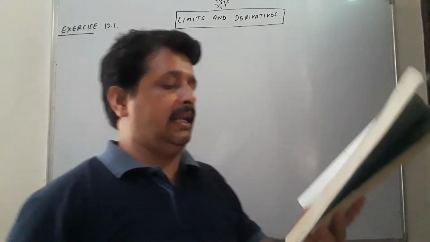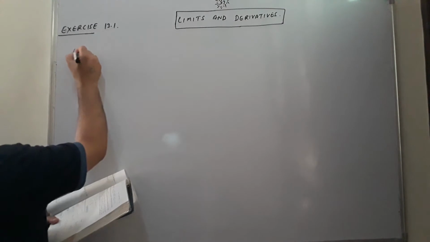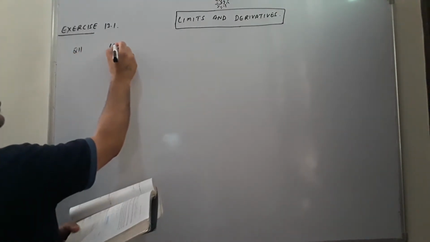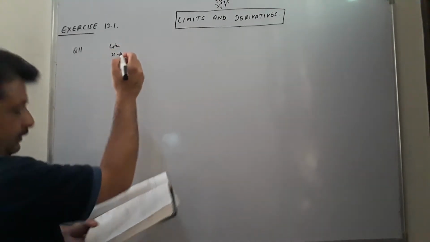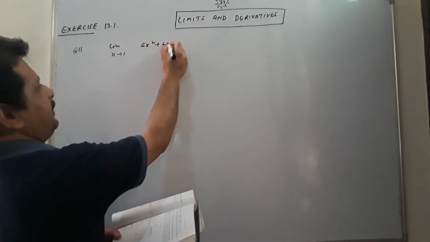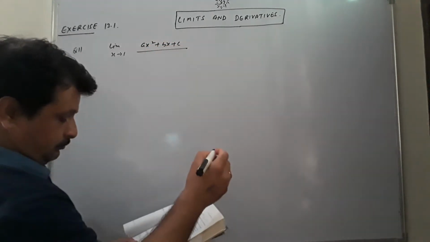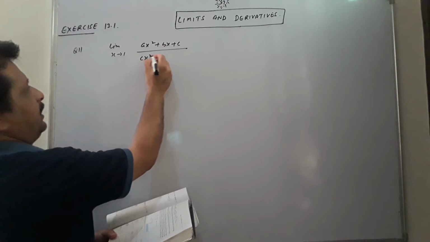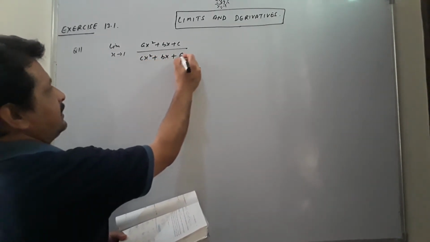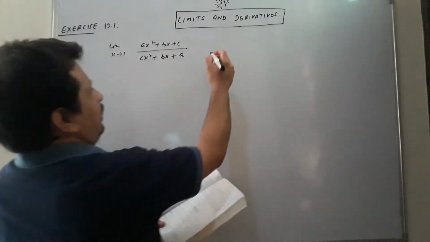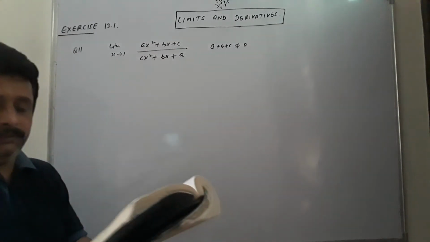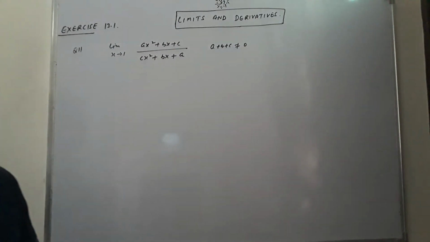It's question number 11. Question number 11 is limit x tends to 1, (ax square plus bx plus c) upon (cx square plus bx plus a), where a plus b plus c is not equal to 0. This is our question, students.